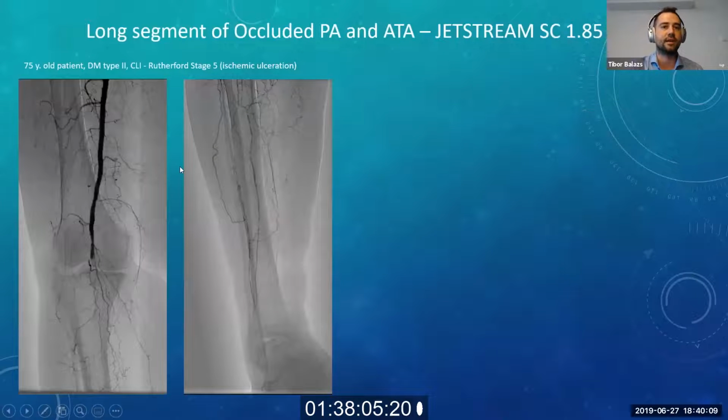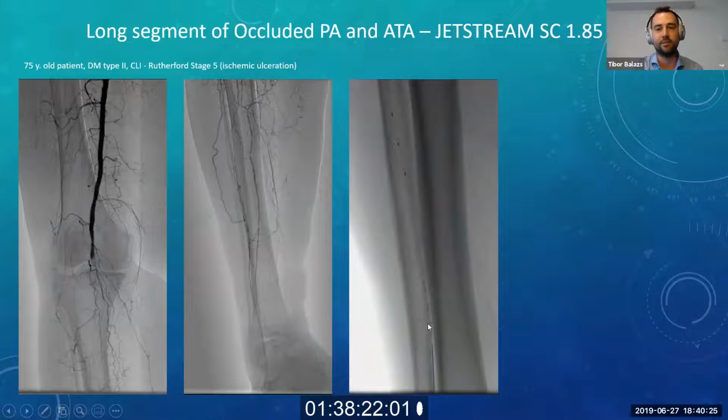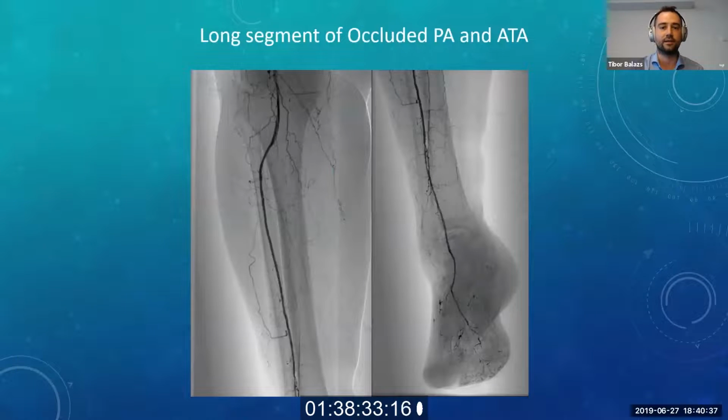Another case, a long segment of occluded popliteal, and below you can see the new vessels. For recanalization, we are using the same 018 wire with an 018 support catheter. Once we enter the ATA, we remove the wire because the device itself is running over a 014 wire, and we utilize the JetStream single cutter 1.85, and this is the final result after the atherectomy and adjunctive balloon angioplasty.